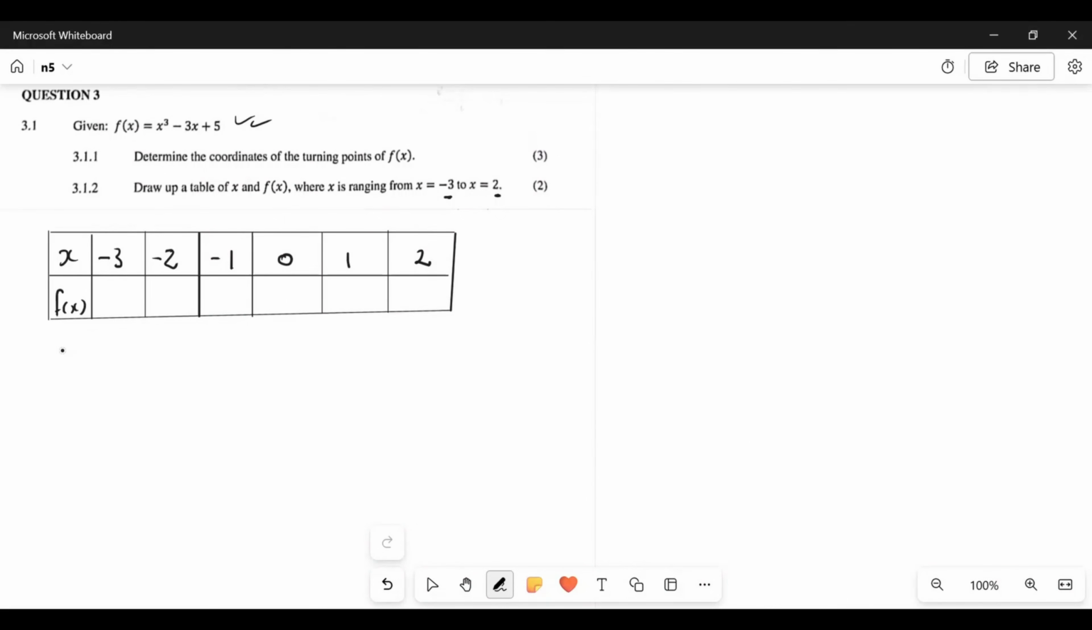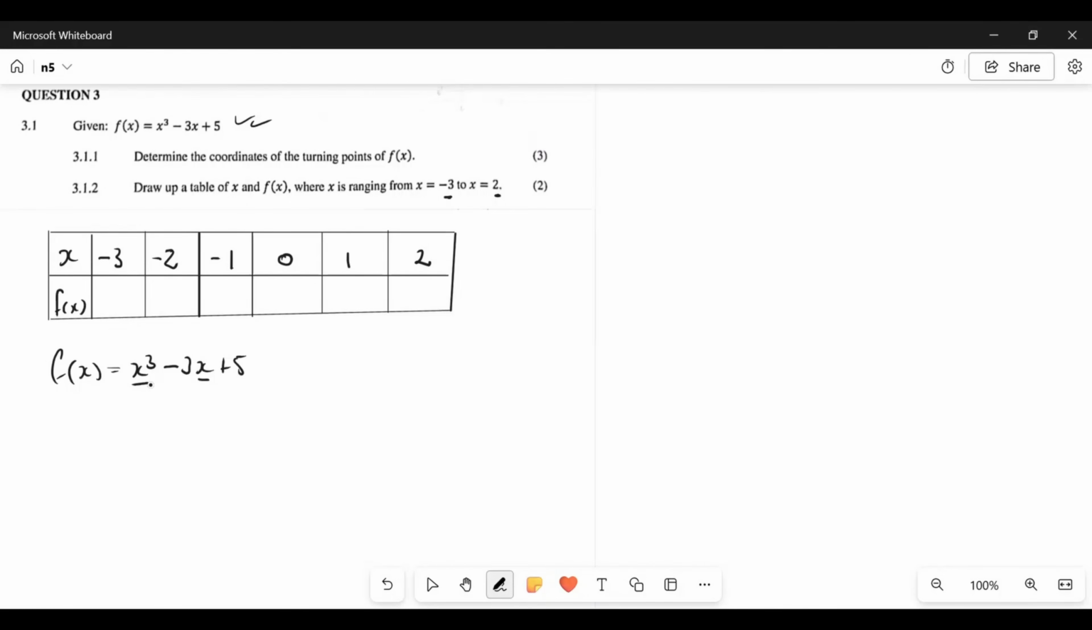So here's our original equation here. f of x is equal to x cubed minus 3x plus 5. So basically what you do here is you substitute these x values on the original equation. Whatever you get, you insert underneath in the f of x box there. So let's start with when x is equal to -3.